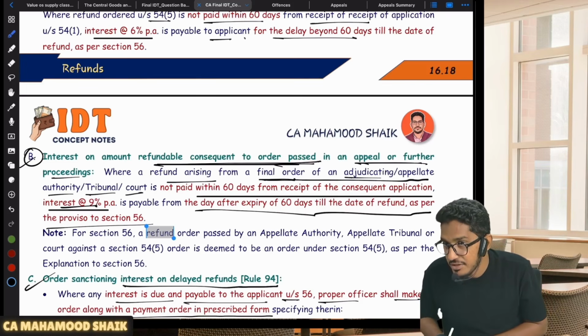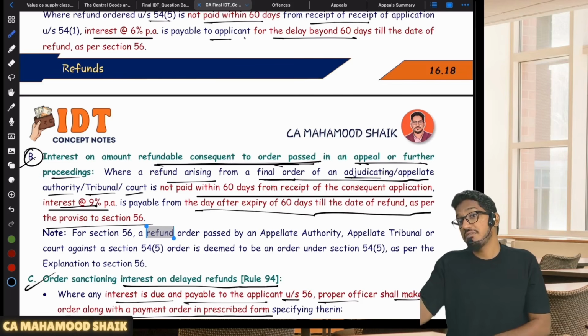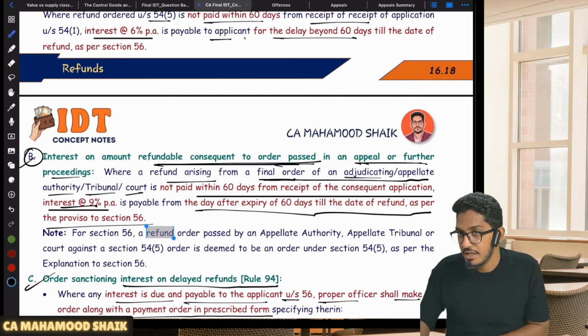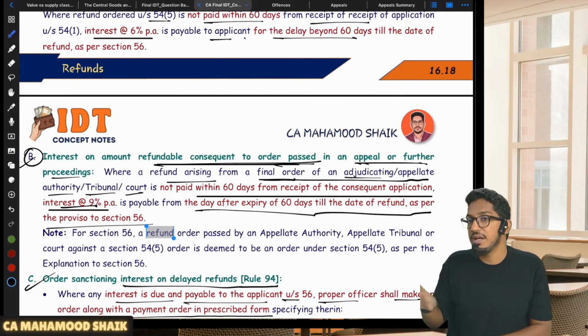Now you will make an application. The department should give that refund within 60 days. If they are not giving it, from the 61st day they will pay you 9% interest. Now the case which we have discussed is completely different.